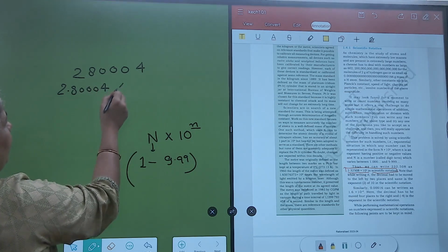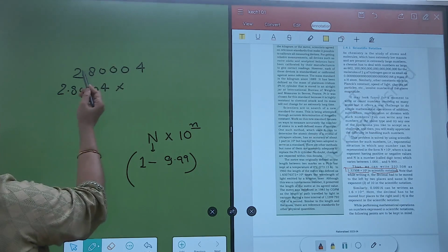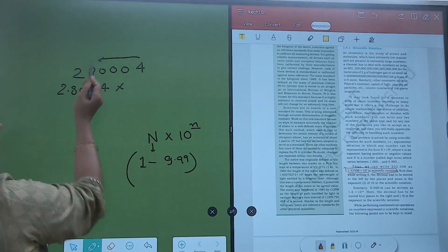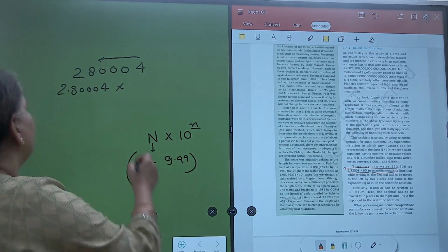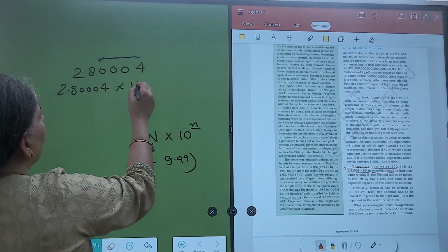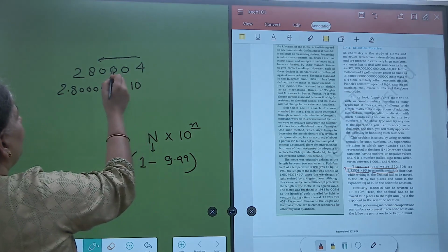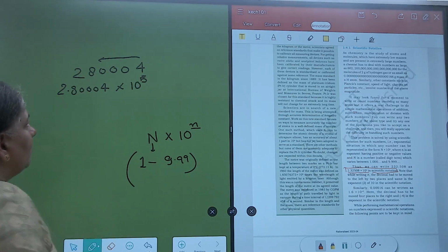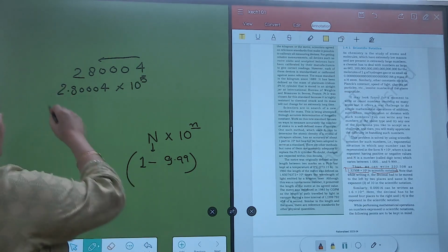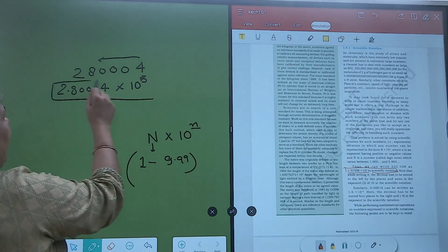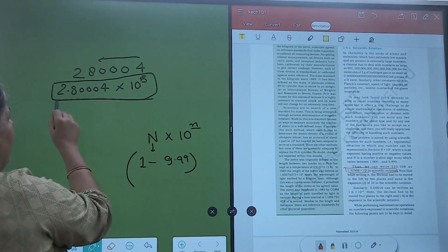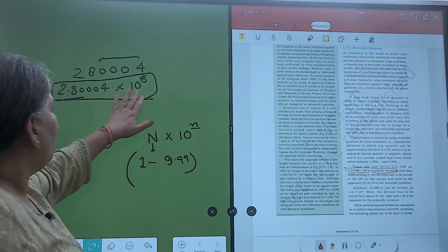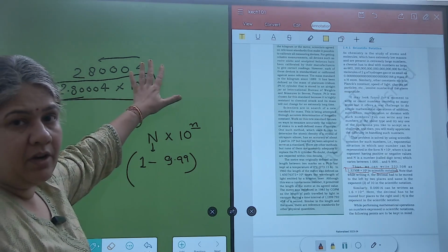Let's make this 2.8. Since we have placed the decimal by moving to the left, we count 1 2 3 4 places and write 10 raised to the power 4. So this is the scientific notation: writing the number so that the numerical value lies between 1 and 9.99, followed by 10 raised to the power n.